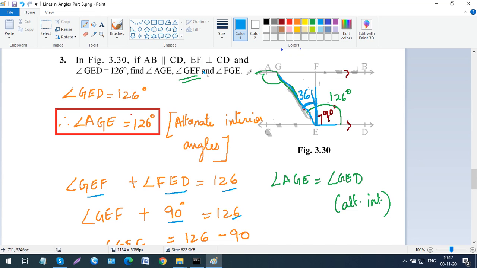Now comes the next one, FGE. So they are asking you what is FGE. For that, let me use a different color. So let us say this one. FGE is this one, right? They want you to find out what is this. So you know that this will be equal to this, right? Because they are alternate interior angles.